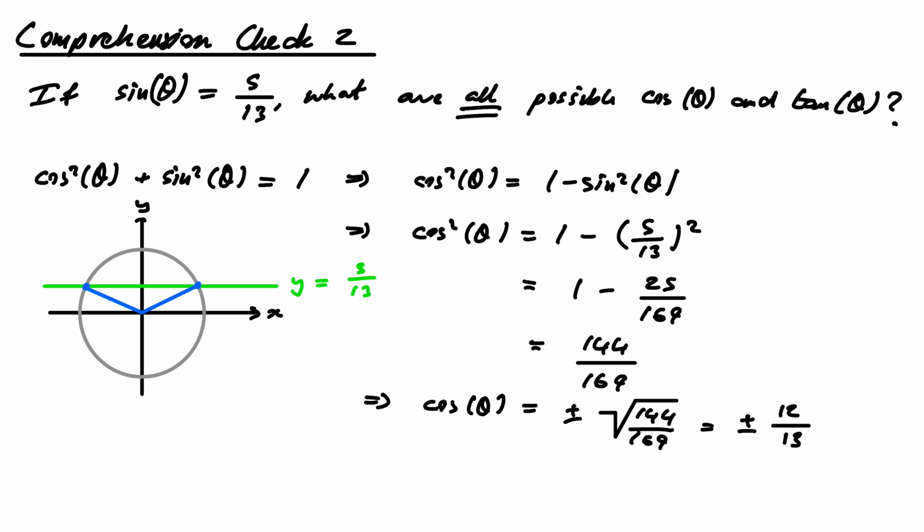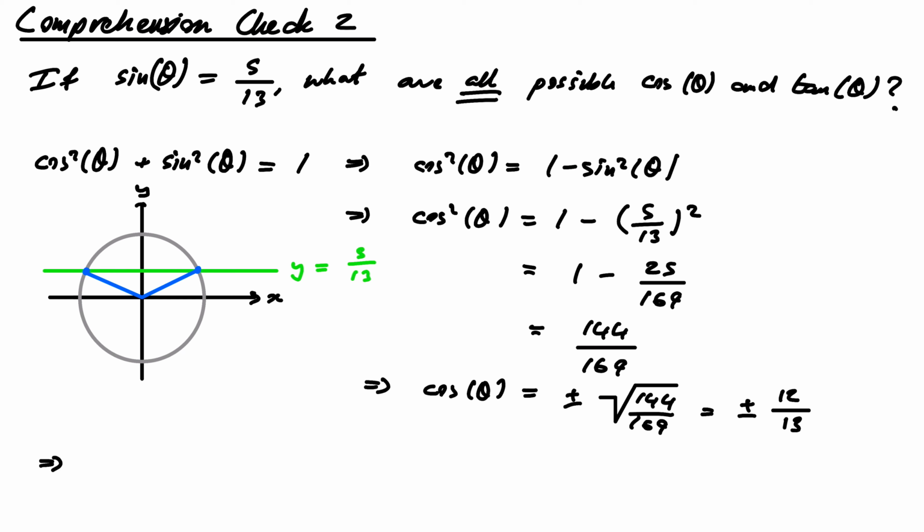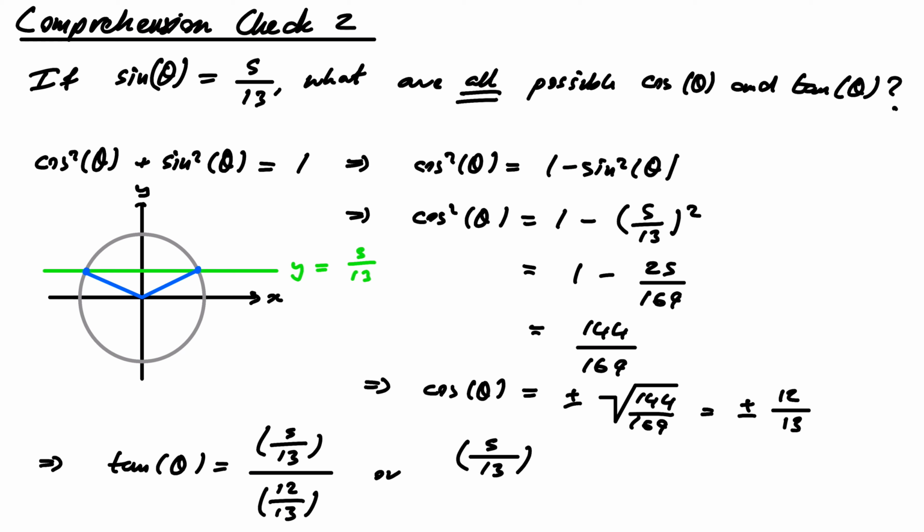What about tangent? Well, tangent now is sine divided by cos. You've got two options. Tangent of theta could be equal to sine divided, it could be 5 over 13 divided by, well, the positive option is 12 divided by 13, or it could be 5 over 13 divided by the negative option. That's a possibility, and that would correspond to this case over here. Either way around, this is equal to what? 5 over 12. Well, it's plus or minus 5 over 12, isn't it?